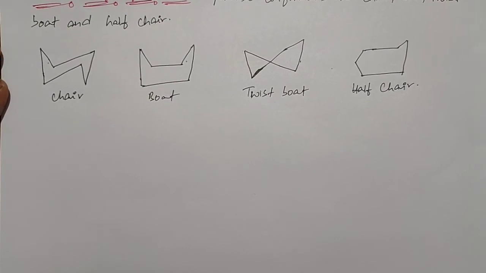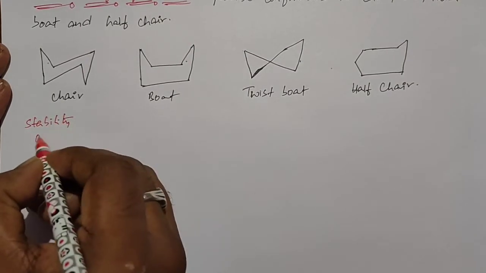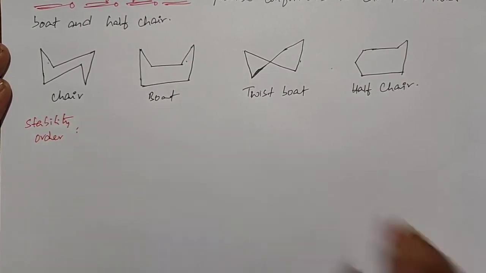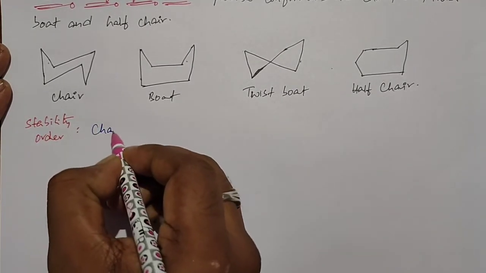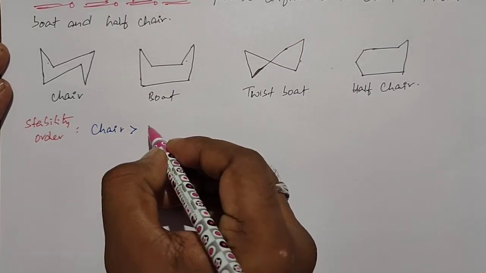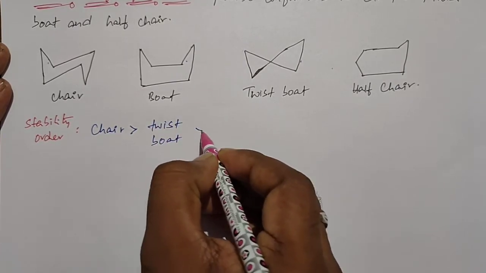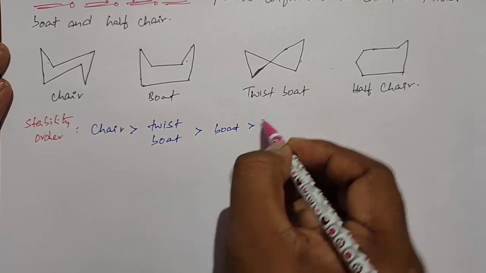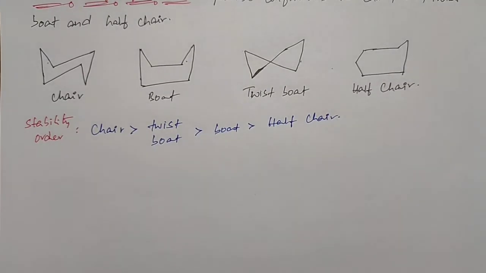If you take the stability order of conformers of cyclohexane, the chair form is the most stable. After that, twist boat, then boat, and at last the half chair. So this is the order of stability of conformers of cyclohexane.